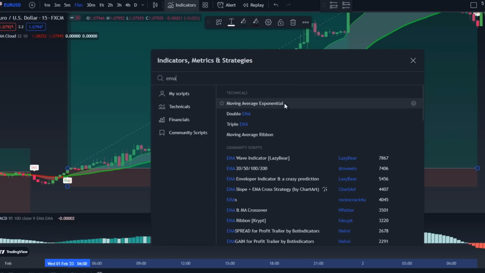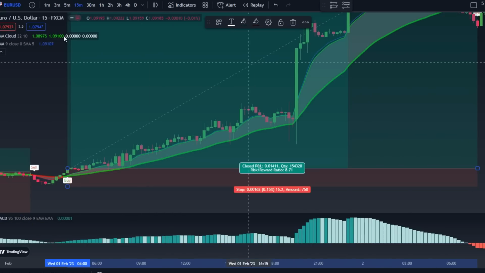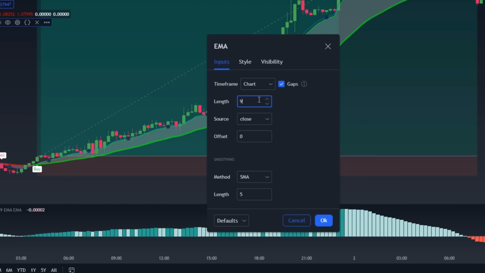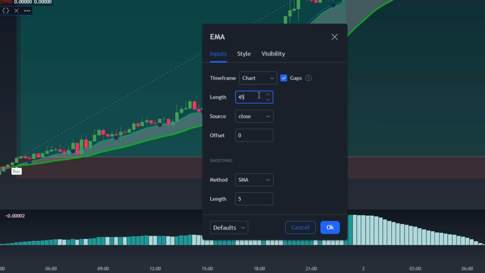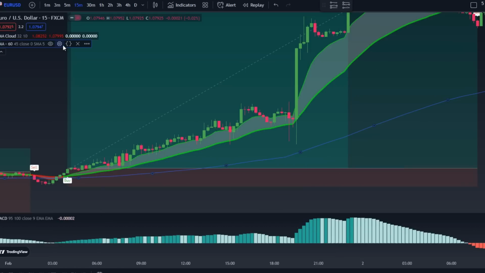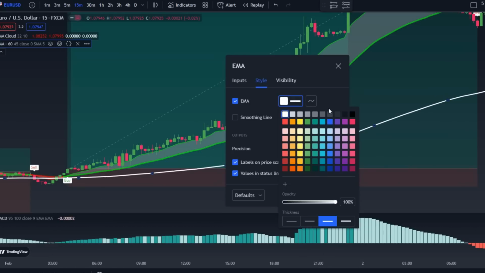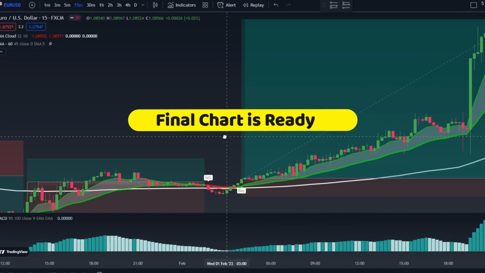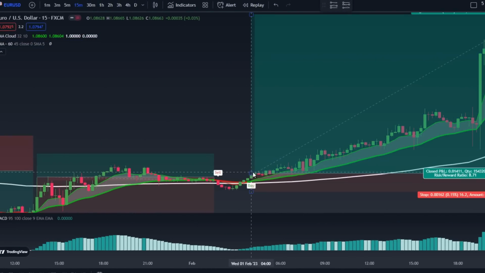Head over to TradingView's indicator tab, search EMA and add to your chart. After adding that, click the gear icon and change its length to 45 and time frame to 1 hour. You can also change its color to white to make it more visible. Now the final chart is ready.